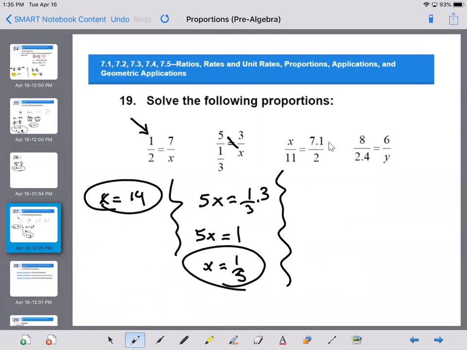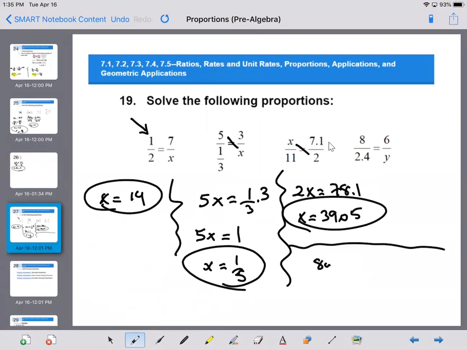This third one, you're going to do 2 times x is equal to 7.1 times 11, which would be 78.1. And then you're just going to divide both sides by 2, and you'd get 39.05. And then the last one, 8 times y is 8y, and 2.4 times 6 should be 14.4. When you divide that by 8, you're going to get 1.8.